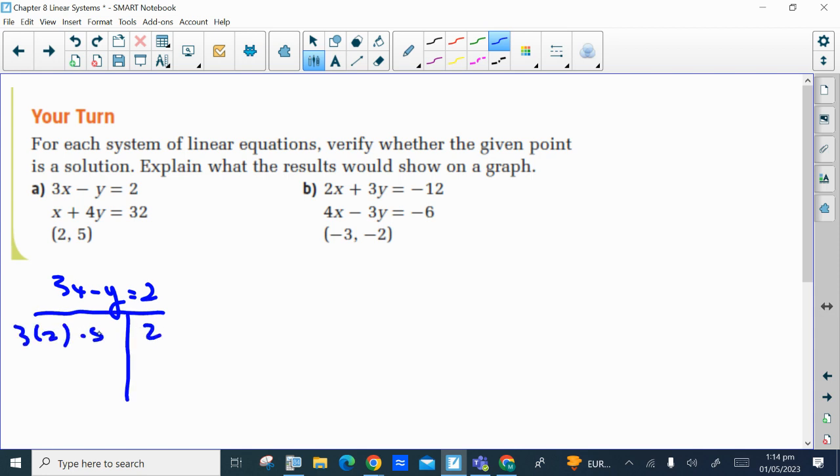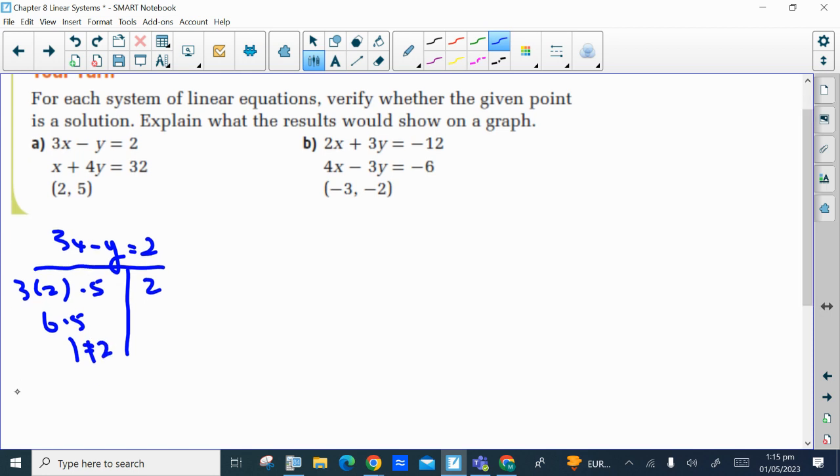And so when you check that first equation, 3 times x, which is 2, minus y, which is 5, gives us 6 minus 5, which is 1. That does not equal 2. So you don't even have to check the second equation. This is not the solution. Two comma 5 is not the solution because it doesn't even work for the first equation.